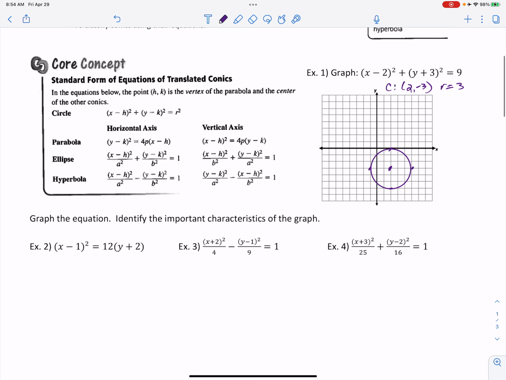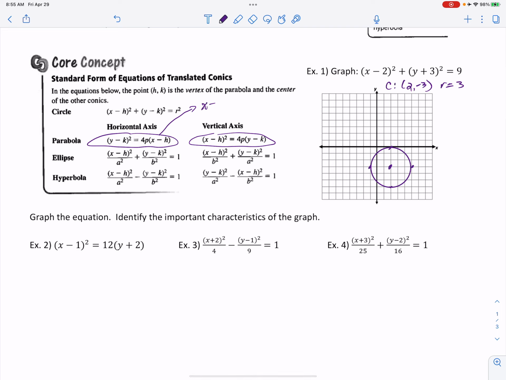For the parabola, these equations are a little different than what we had studied when we were in the parabola section, but they are equivalent. This first one is equivalent if you would have x equals 1 over 4p quantity y minus k squared plus h. And that's the formula that we had in the parabola section. However, this formula is the one that I've always seen in other textbooks. So you could see it both ways.